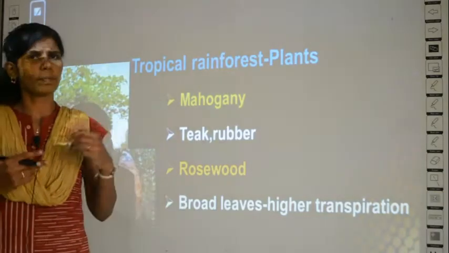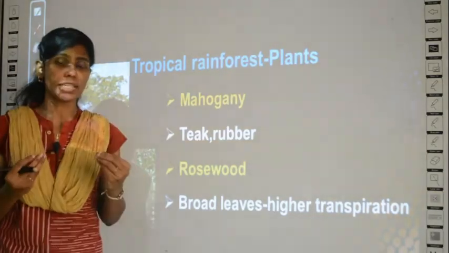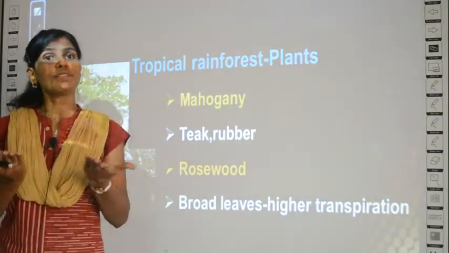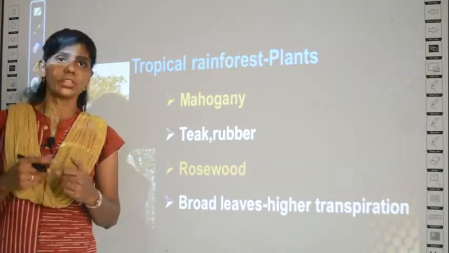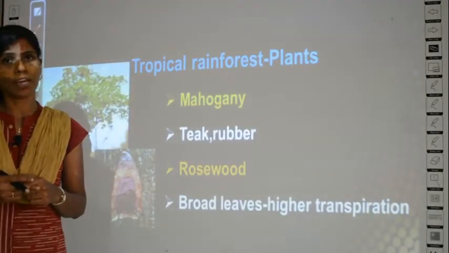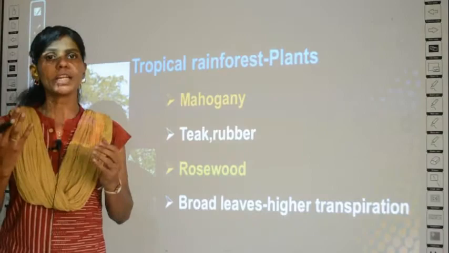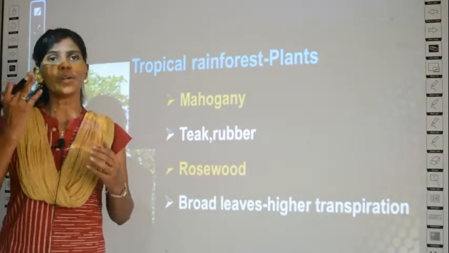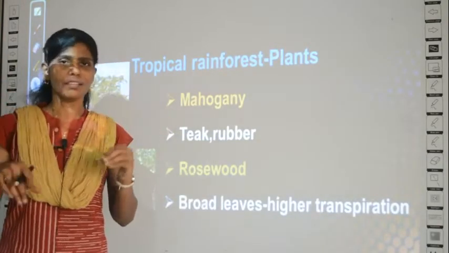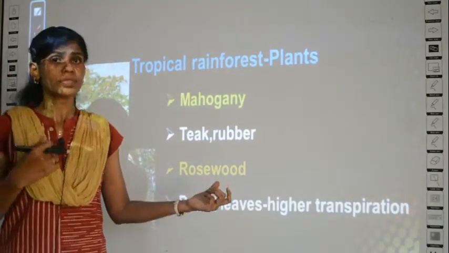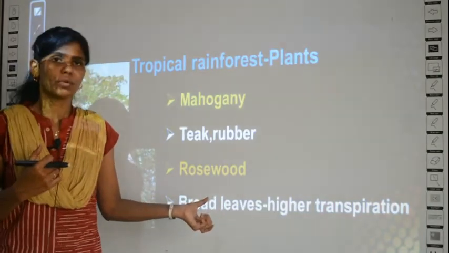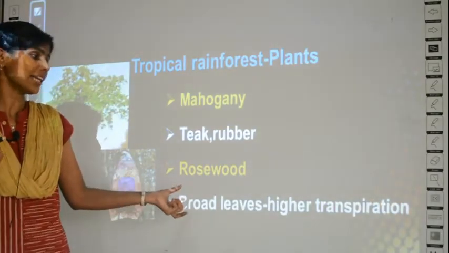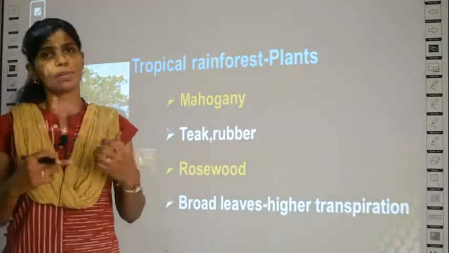The leaves in these tropical rainforests, these forests will have trees which have leaves that are very broad, and whenever the leaves are broad, the rate of transpiration is also very high. Okay, so wherever there is more transpiration, again and again there will be more rainfall because water is given out and again the clouds are formed and rain falls. So that's how there is more rainfall in these areas. So what is the special property of the leaves in tropical rainforest? They have broad leaves and they have higher transpiration.